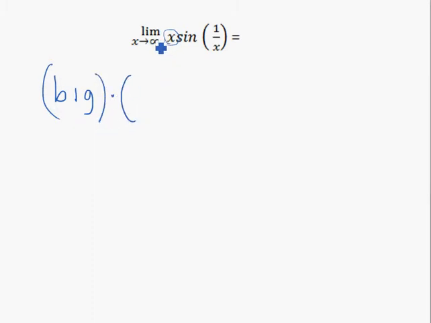X is going to infinity, then 1 over x is going to 0. And sine of 0 is 0. So we have a super big number times something that's headed to 0. It doesn't ever equal 0, but it's headed to 0.